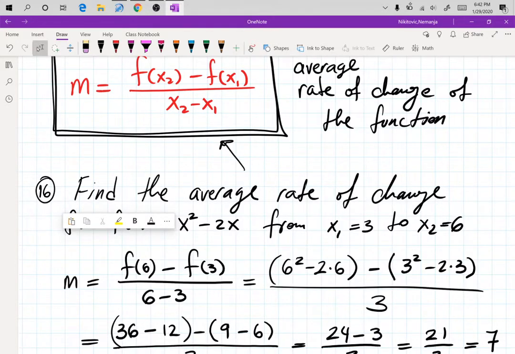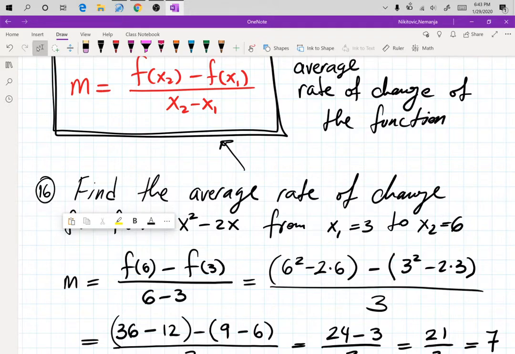So I'm going to go through that one more time. Formula you must know. I mean, welcome to Precalc 1, right? Now, this says f of x2. Well, your x2 is 6, so stick 6 in f of x2. Then f of x1, your x1 is 3, so now stick 3 instead of x1. And then you have your x2 minus x1 for the denominator.